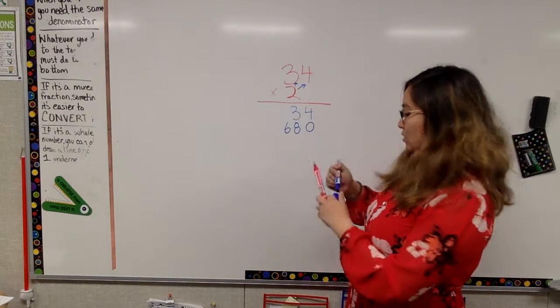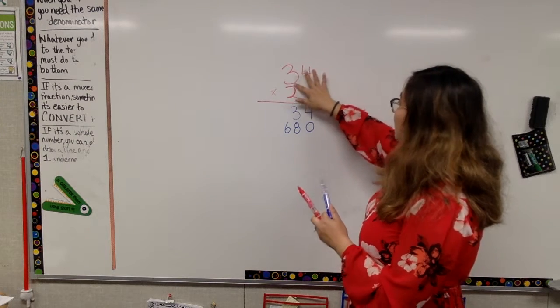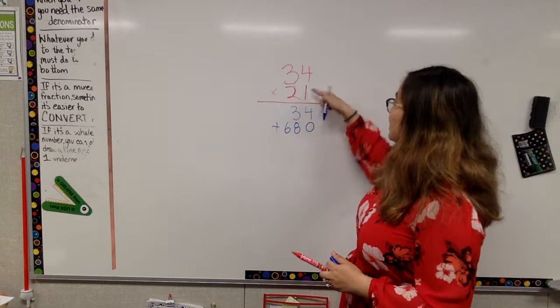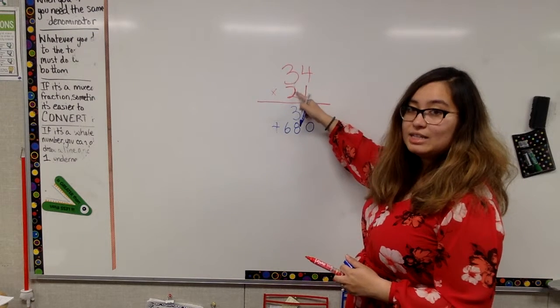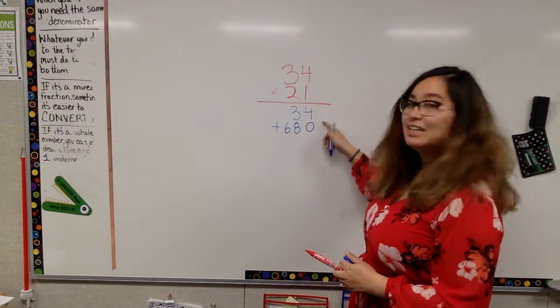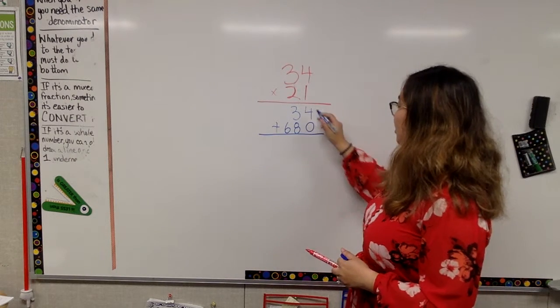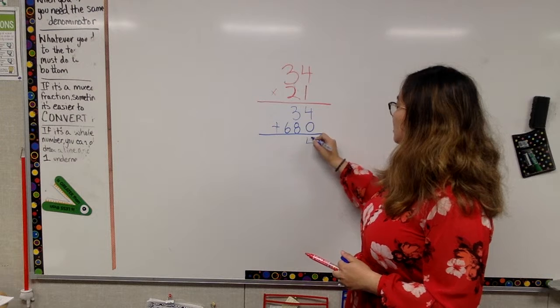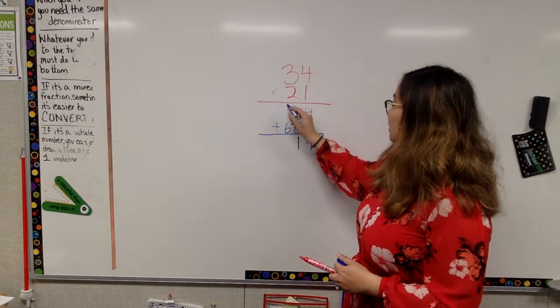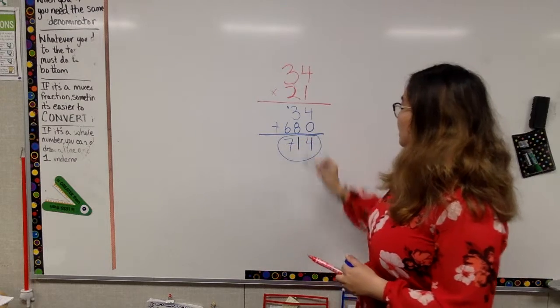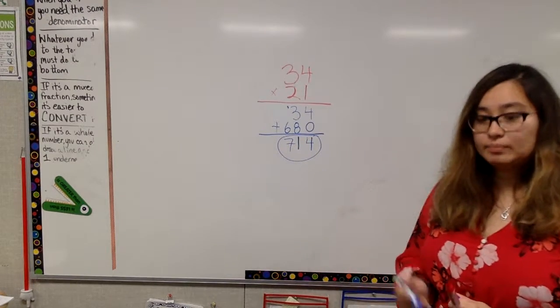Now with these two numbers, I'm going to add them. Because I did this step first, then I did this step. So together, what would I get? That's why I'm adding. I need to put them together. So I have 4 plus 0 is 4, 3 plus 8 is 11, 1 plus nothing plus 6 is 7. So my answer is 714.